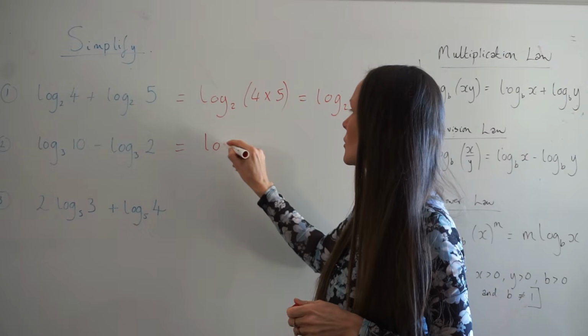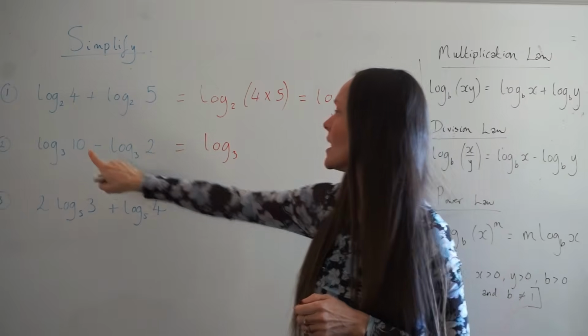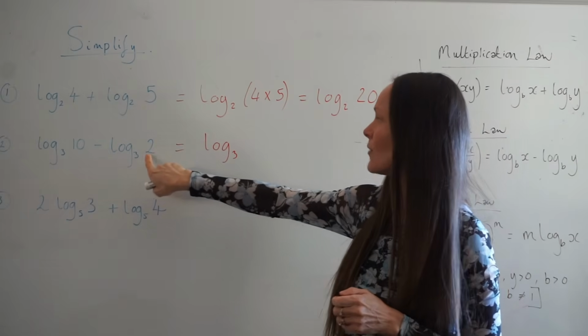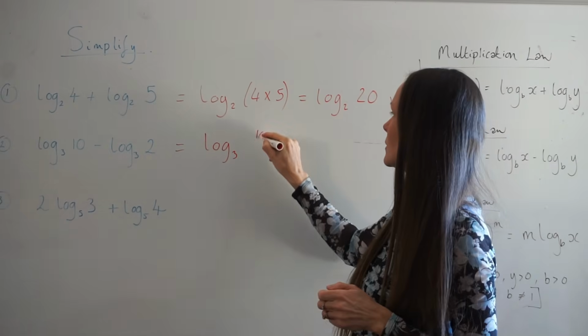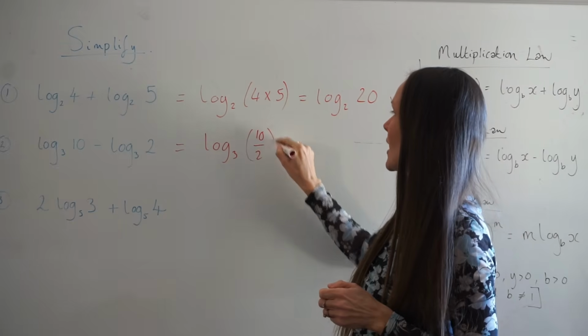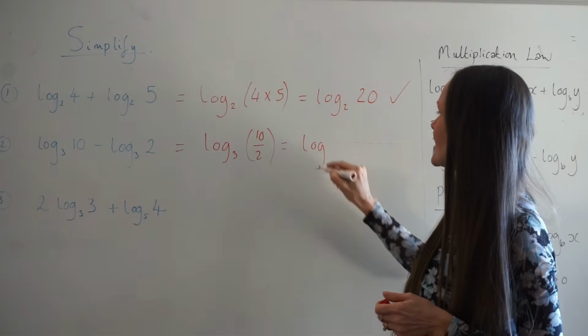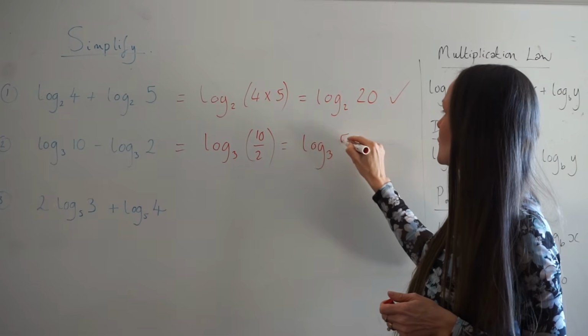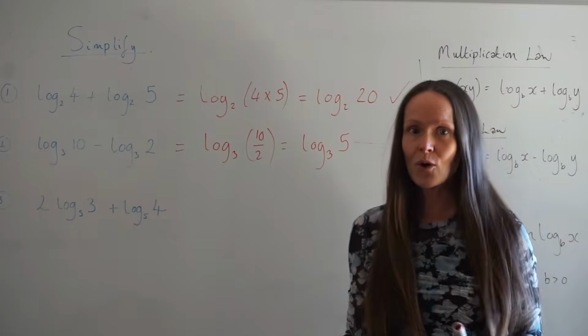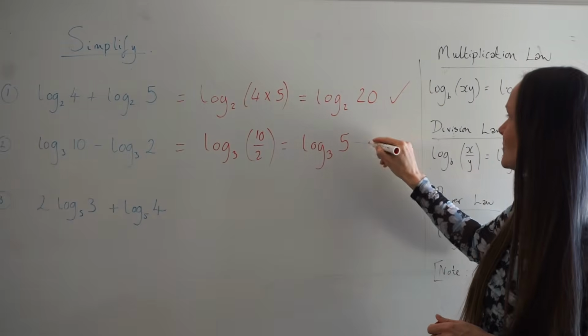So it's going to be log base 3 of 10 divided by 2. Okay, not forgetting to actually work it out, okay, because we can simplify that easily. 10 divided by 2 is 5, so the final answer is log 5 base 3, okay?